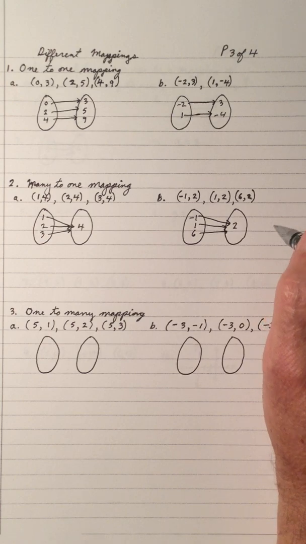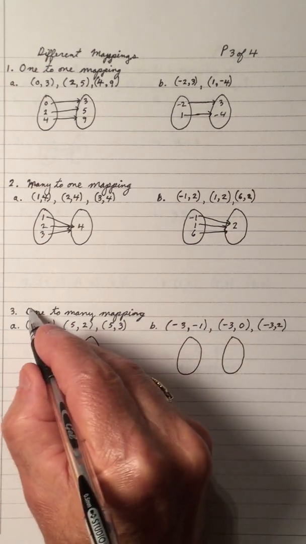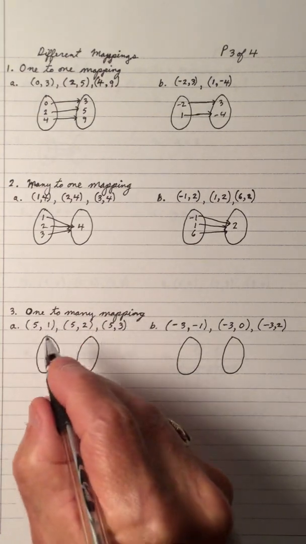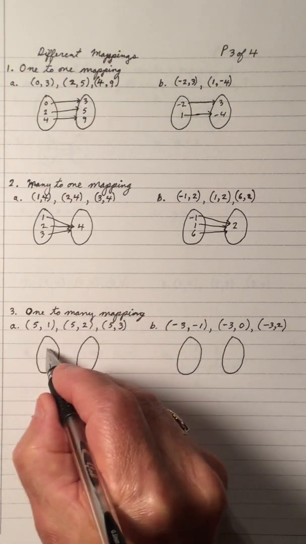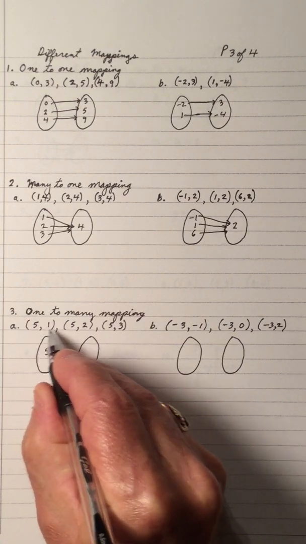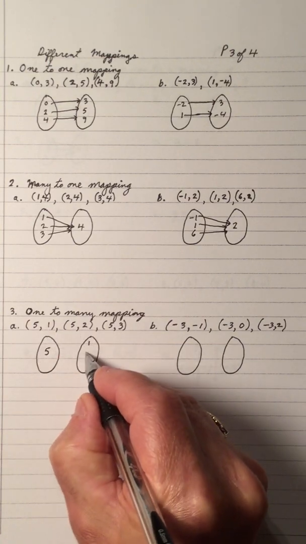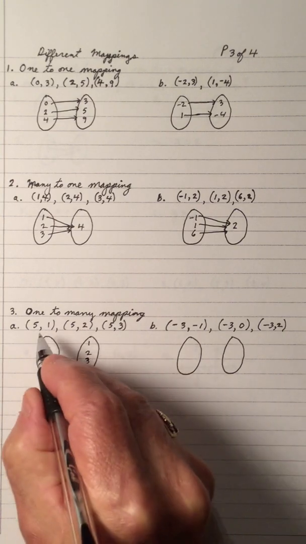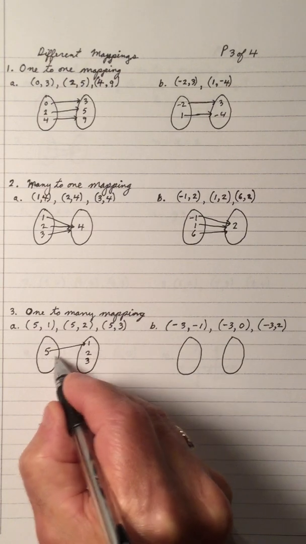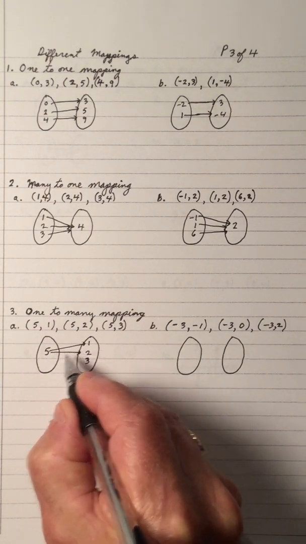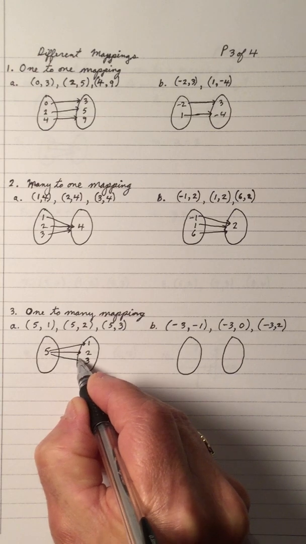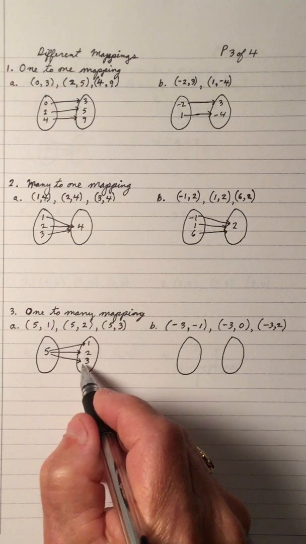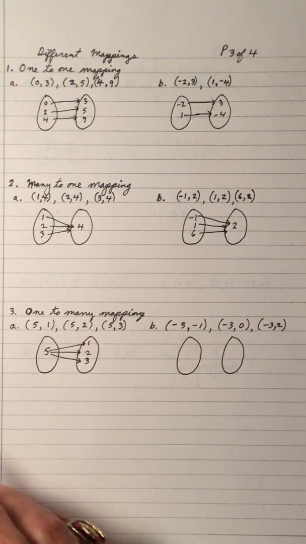Many-to-one. Now we also have another mapping type, one-to-many. So we have a 5, 5, 5. It's only 5 going in for the x. So x is 5, but y is 1, 2, and 3. So 5 goes to 1, 5 goes to 2, and 5 goes to 3. So that's one x going to three different y's. So it's one-to-many.